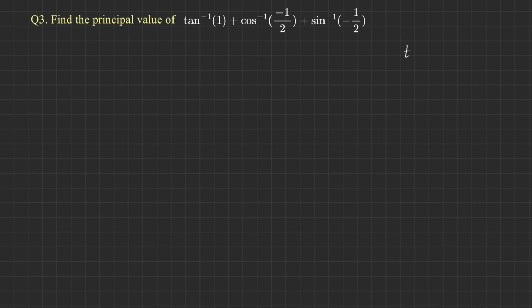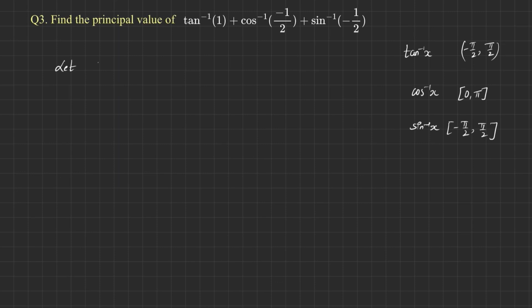For tan inverse, the principal value is the open interval minus pi by 2 to pi by 2. And for cos inverse, the principal value is the closed interval 0 to pi. And for sin inverse, the principal value range is the closed interval minus pi by 2 to pi by 2. Okay, so we will do it first separately.